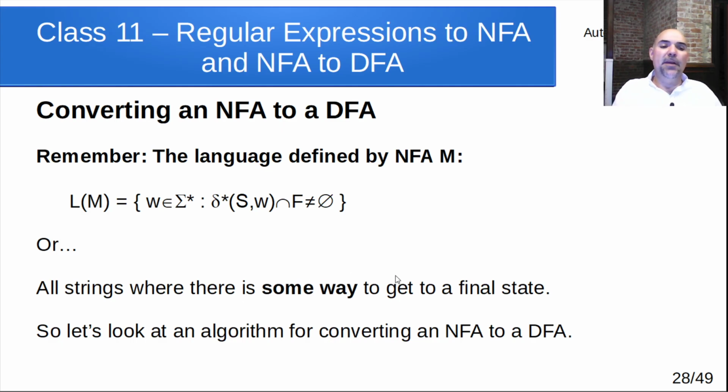A language defined by an NFA, the language of that machine M, is all strings over our alphabet such that if we start at the start state and consume that string using the extended transition function, meaning consume symbols, we're going to end up with some state that is a final state. So another way to think about that: all strings over our alphabet where there's some way to get to a final state. All right, so let's look at the algorithm for doing this conversion.